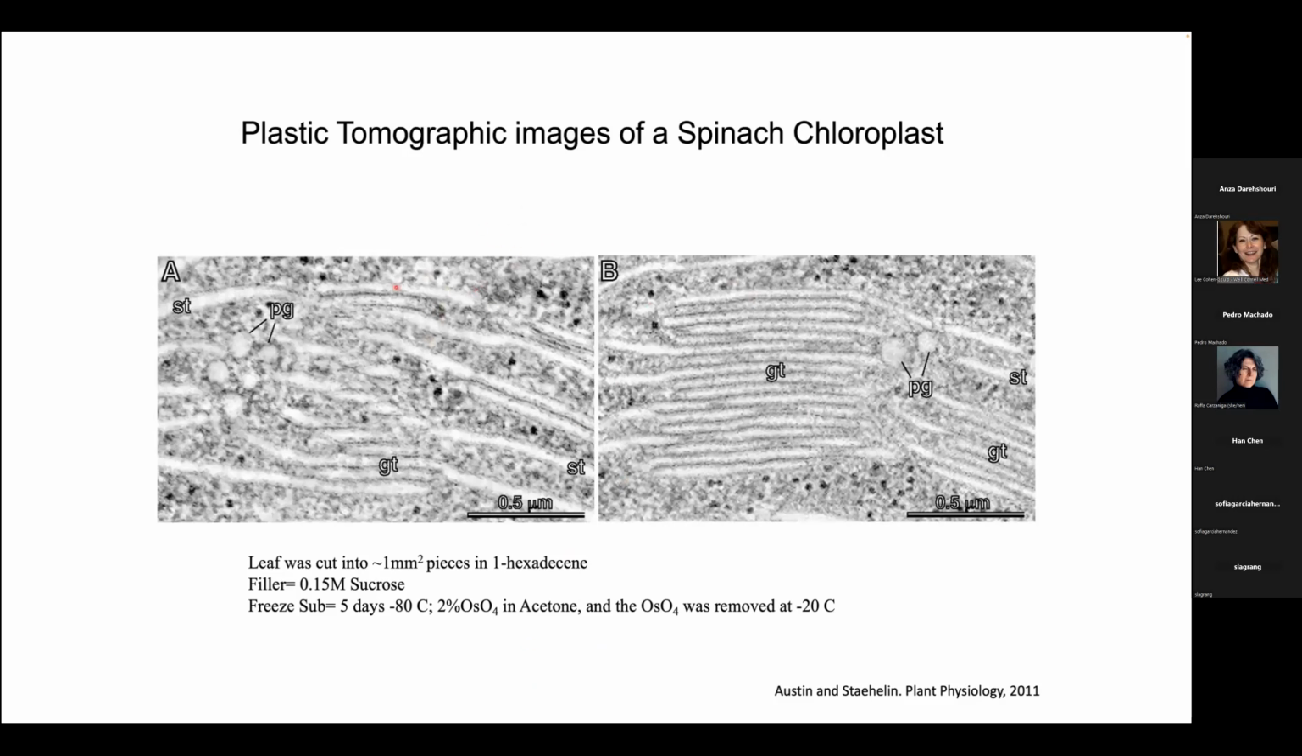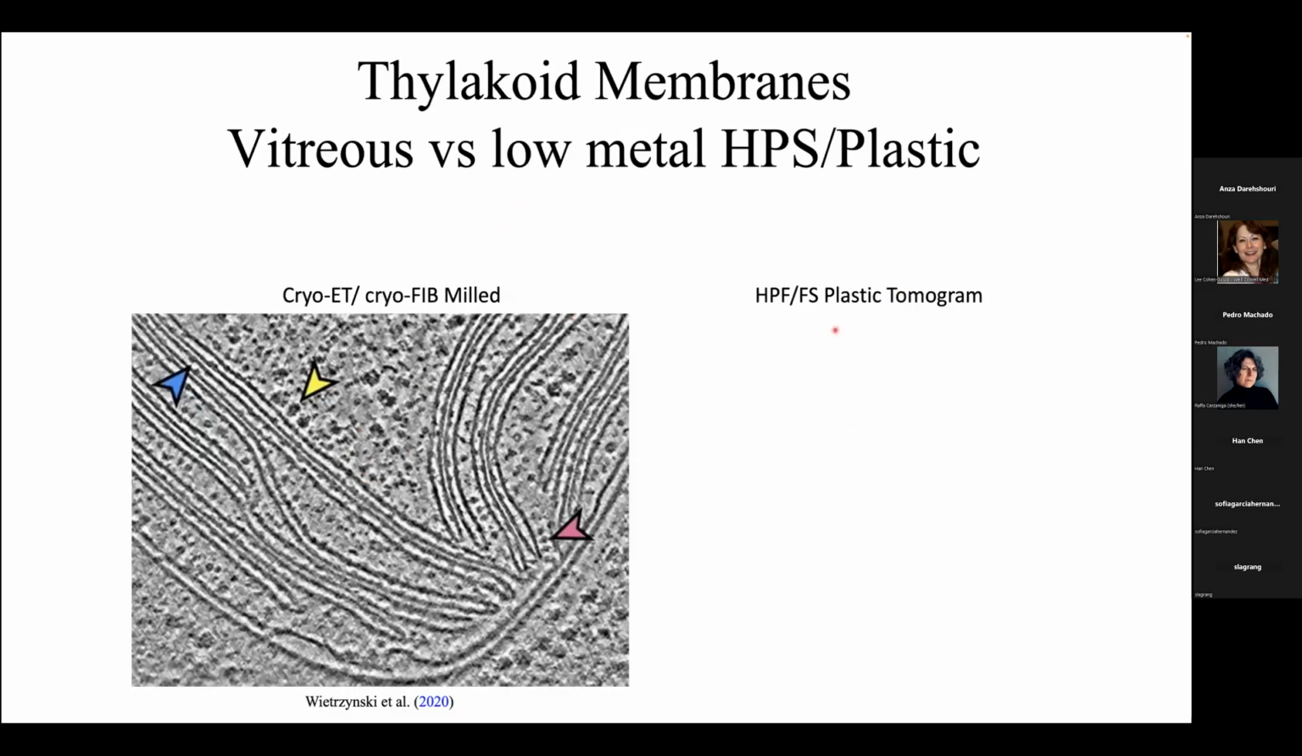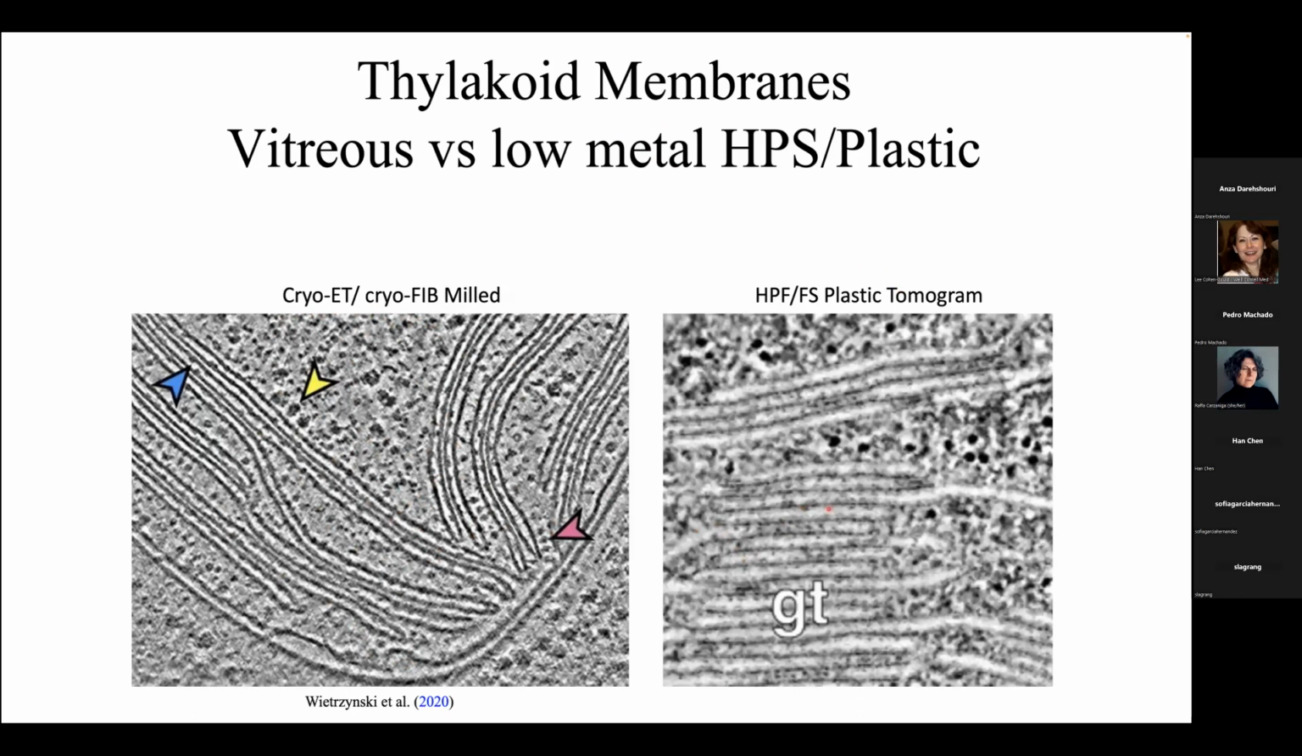And so here now you can make out, and these are plastic tomographic images of a spinach chloroplast. There were Arabidopsis also, but we can now see the membranes. We see this very nice helical structure that the chloroplast thylakoids are famous for. And ultimately, if you compare some of these preps to more recent cryo-ET cryo-FIB milled samples, you can actually make out even the molecular components. So in this plastic tomogram of a high pressure frozen sample, you can make out the oxygen evolving complex, as you can in this cryo-FIB mill sample.